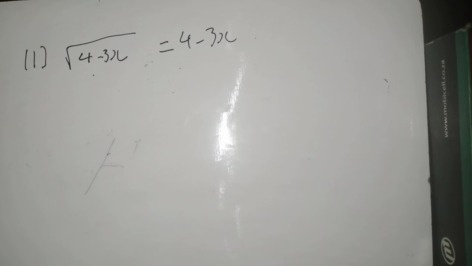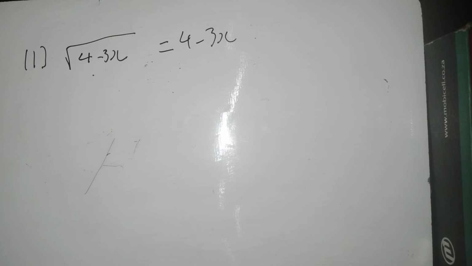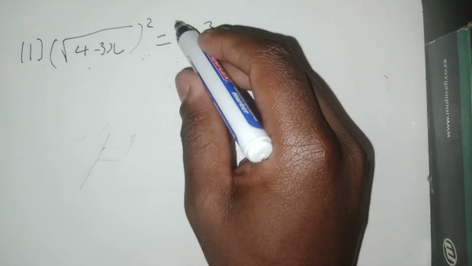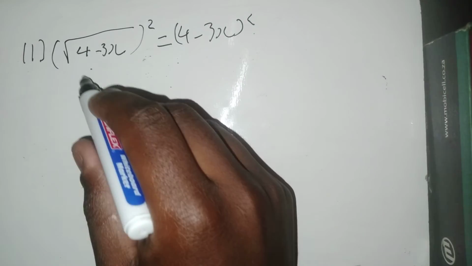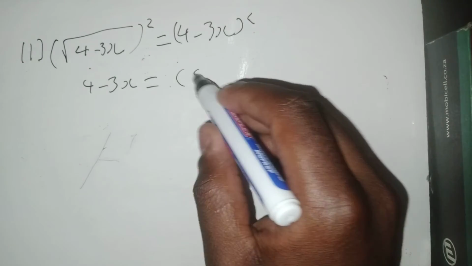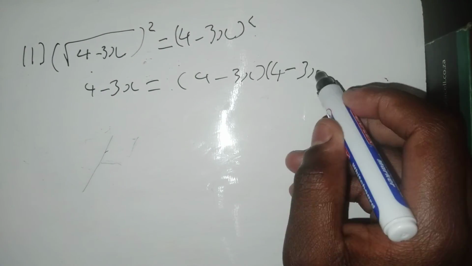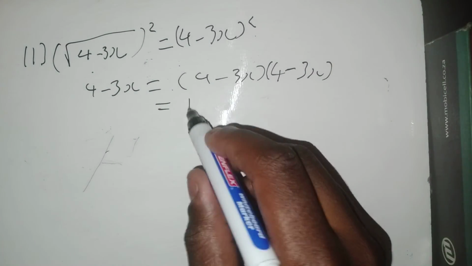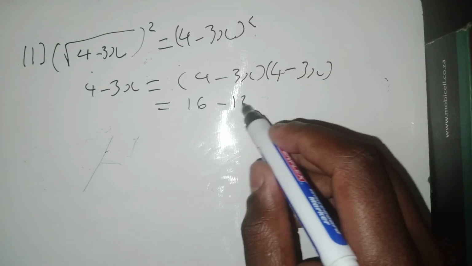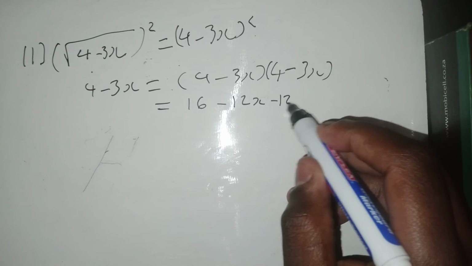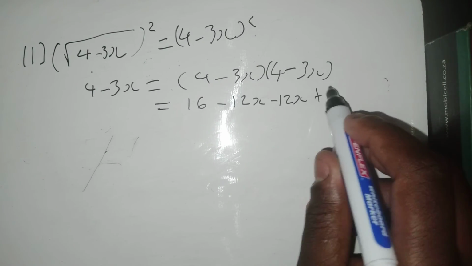Alright, so let's check the next one. You can pause the video and attempt. So now this is already isolated, so we have to square both sides. The square cancels the square root, then we have 4 minus 3x times 4 minus 3x. So this part becomes 16, this becomes minus 12x, this becomes minus 12x, and then this becomes plus 9x.